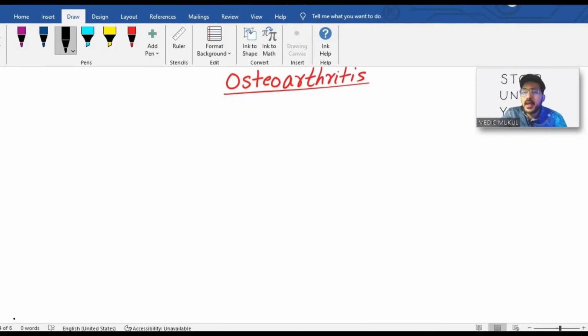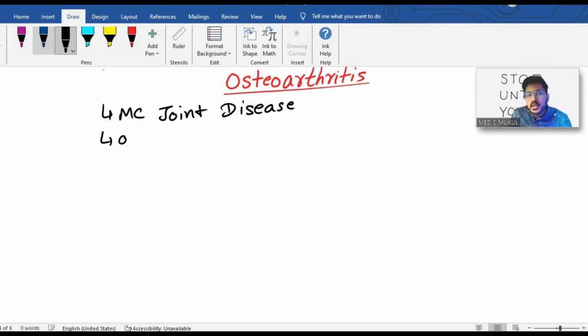Hey everyone, welcome back, and let's discuss our new topic today, osteoarthritis. Osteoarthritis is the most common joint disease. It is also known as the degenerative process of cartilage, or degenerative disease of cartilage.